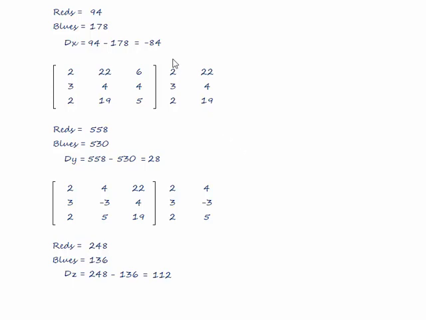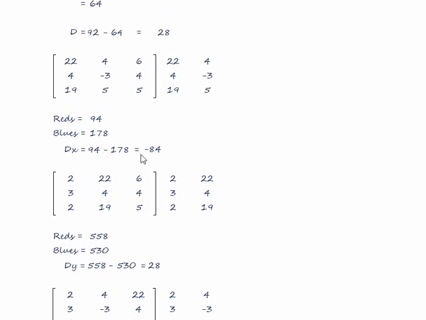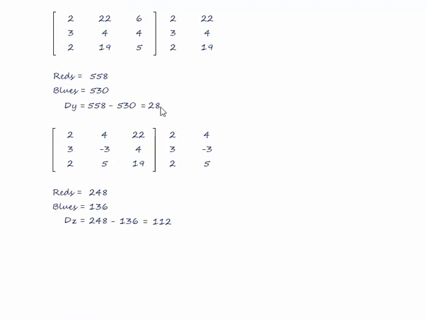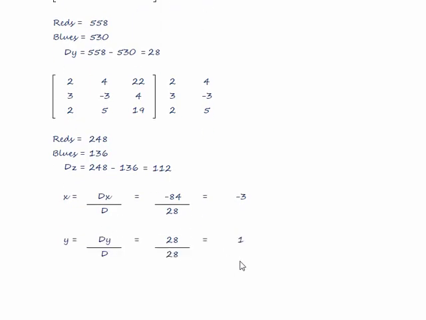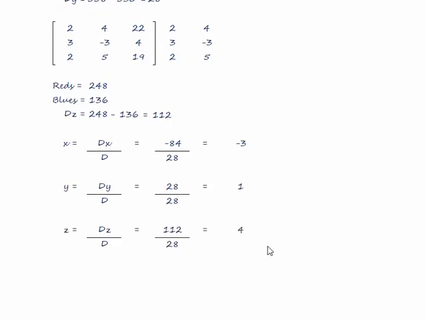Now to find x, we're going to divide dx by d. To find y, we're going to divide dy by d, and to find z, we're going to divide dz by d. So x is equal to dx divided by d, which is minus 84 over 28, which gives us minus 3. Y is equal to 28 over 28, which is 1. And z is equal to 112 divided by 28, which is equal to 4. And that's the answer to part A.